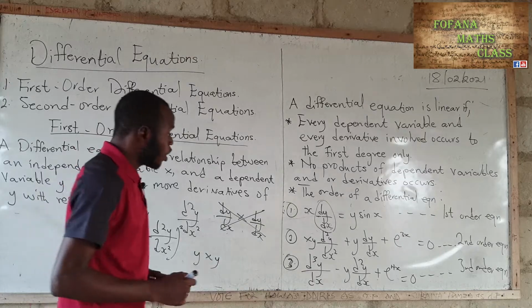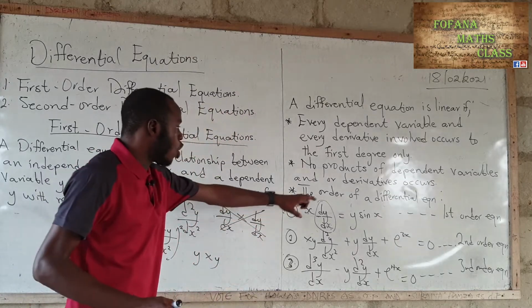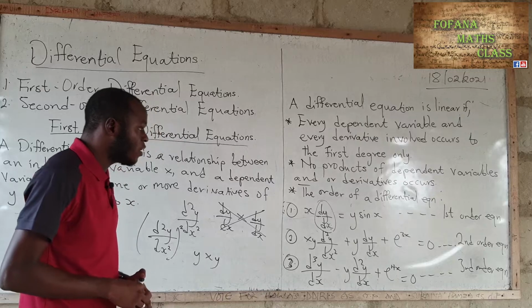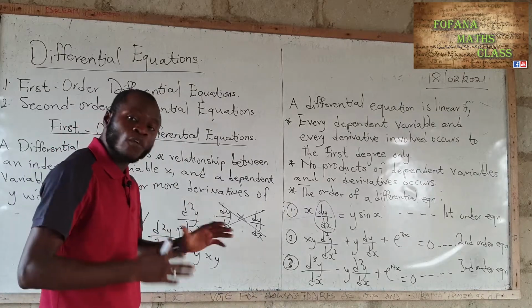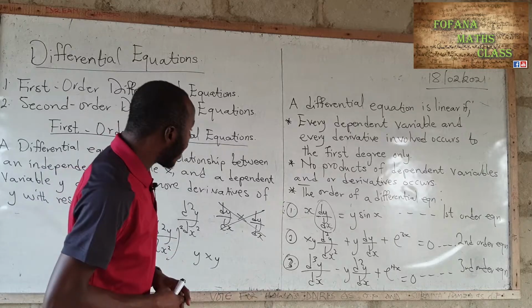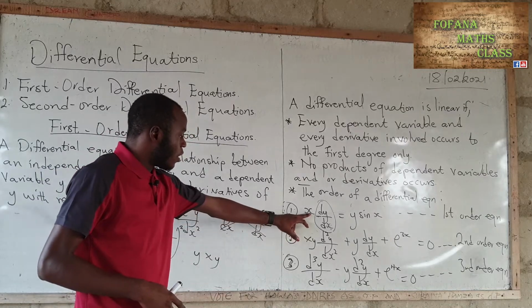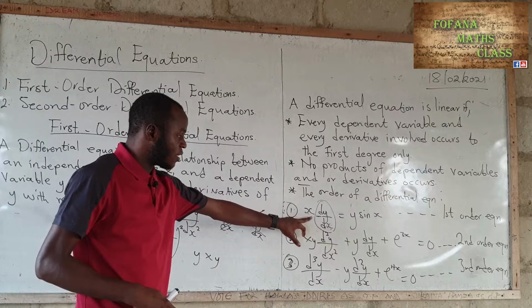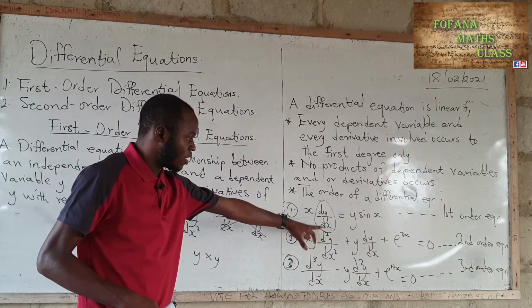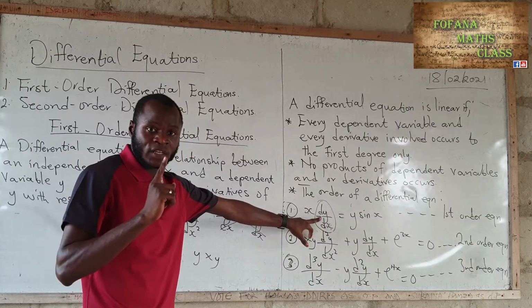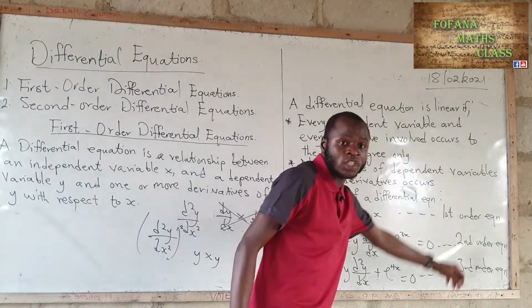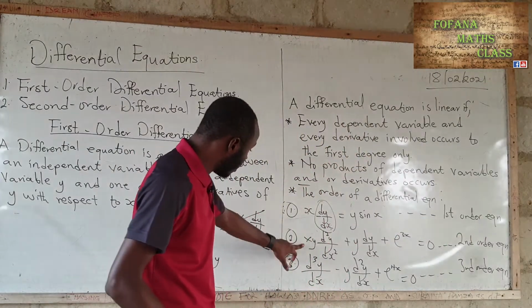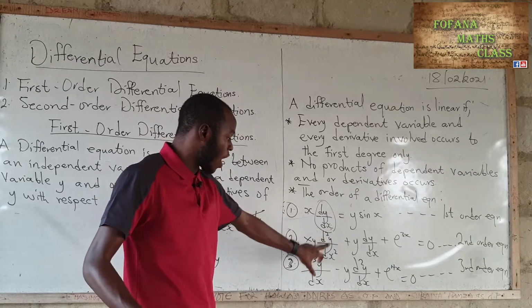So if you see any equation which involves something like this, it means that particular equation is not considered as a linear differential equation. Now, the order of differential equation is given with respect to the derivative involved in that equation. So if you have an example like x times dy dx, this one is the first derivative, then you have what? A first order equation.